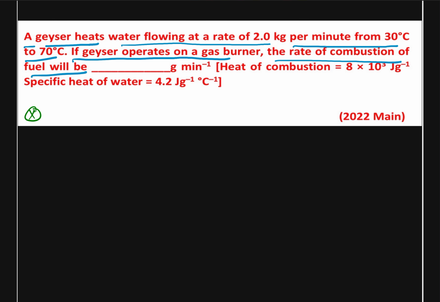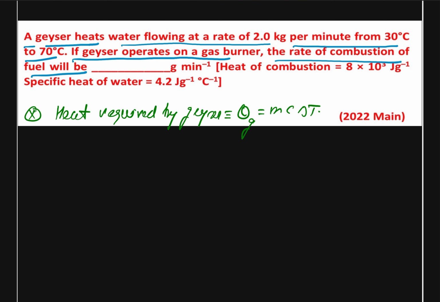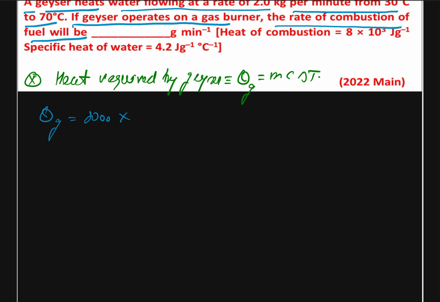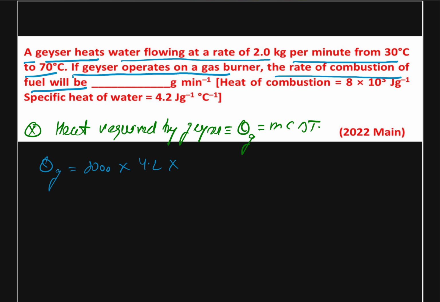Therefore, we can say that heat required to increase the temperature, or we can say heat required by geyser, let us call this Qg, is equal to mc delta T. So we get the Qg is equal to, we have this as 2000, specific heat is given as 4.2 multiplied by, this goes from 30 degrees centigrade to 70 degrees centigrade.